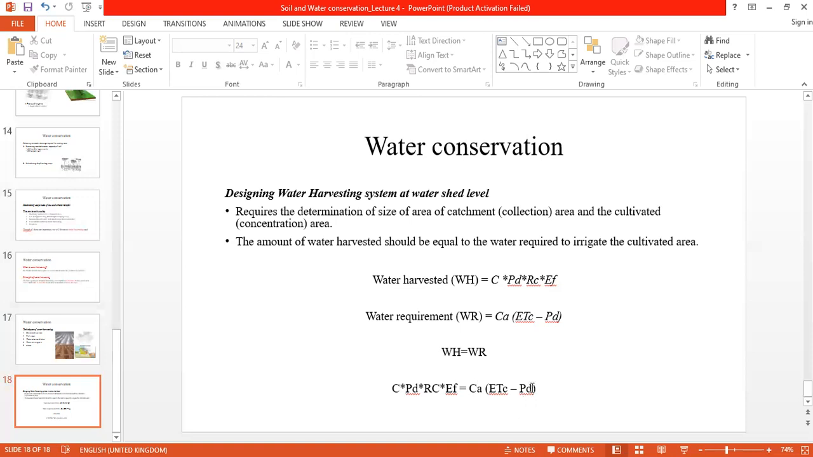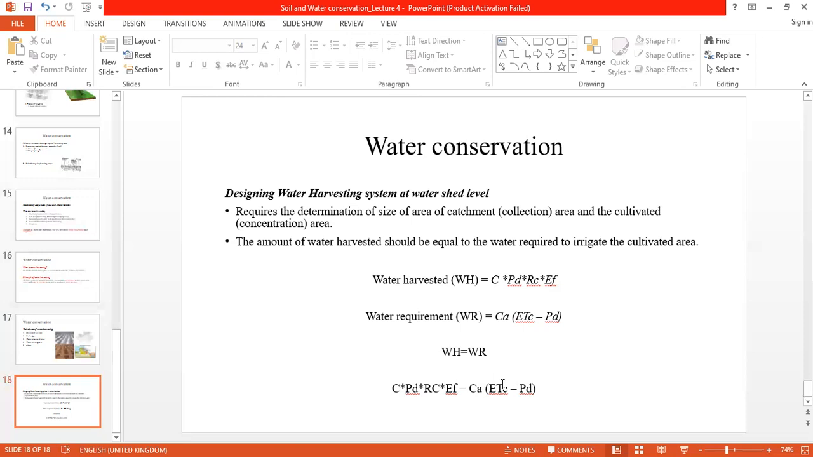Then we need to know the deficit. In this one, the ETC is the evapotranspiration, which we use as an estimate of the crop water requirement. In short, this is the total amount of water that a plant requires. But remember that we also have rain which is coming, but that rain is not enough. So we are saying that the total requirement minus the rainfall that we have is going to give us a deficit.